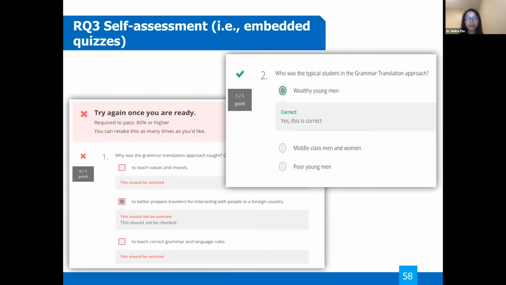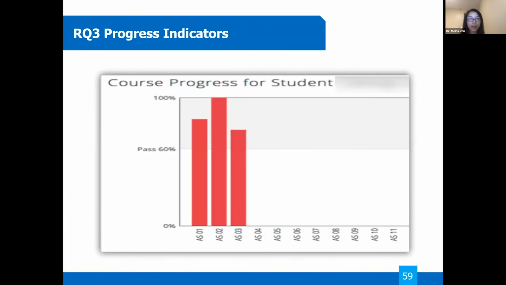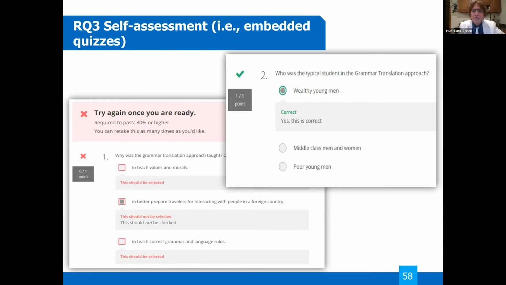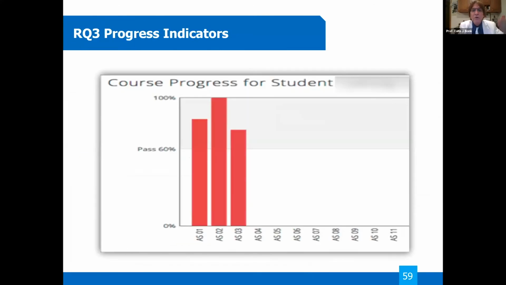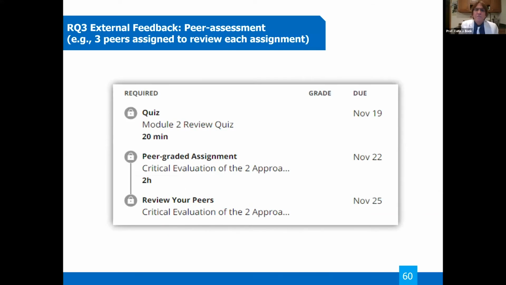So this is an example of the self-assessment. They provided self-assessed quizzes, and then students can get immediate feedback after they take the quiz. And this example shows how they help students self-reflect on their learning process by providing progress indicators. Each of these graphics that we're showing you here are things that you can incorporate in your own MOOC, whether it is the self-check assignments, which we'll come back to, or progress indicators.